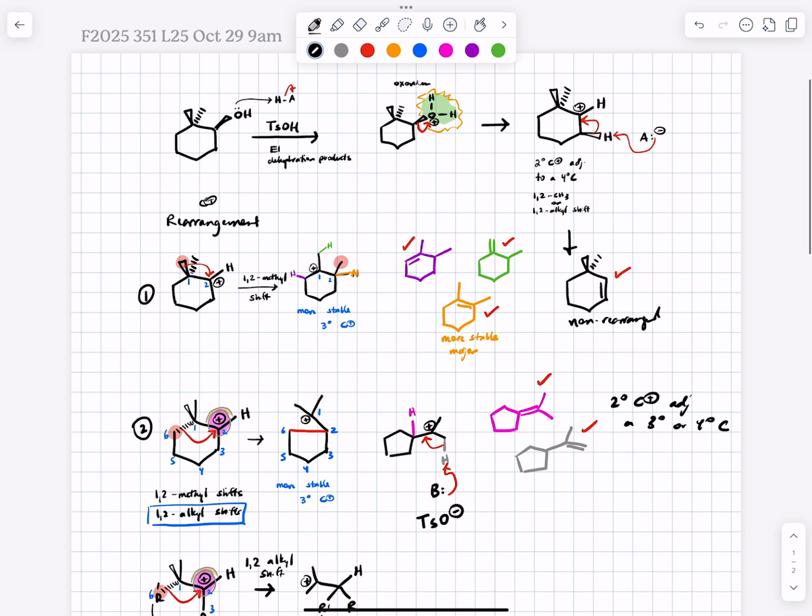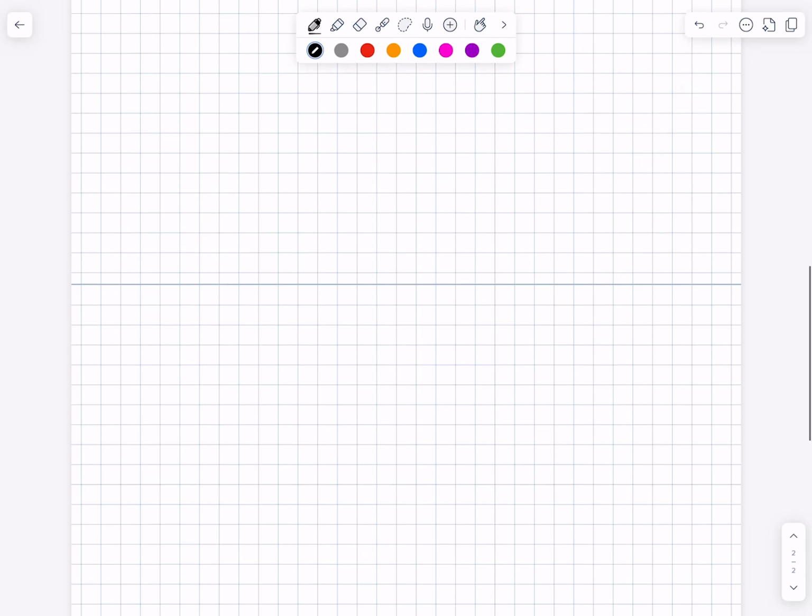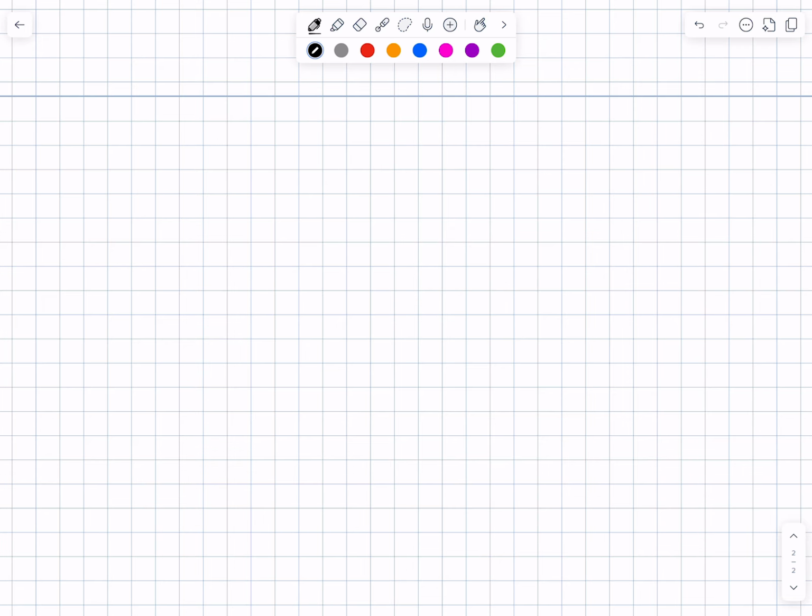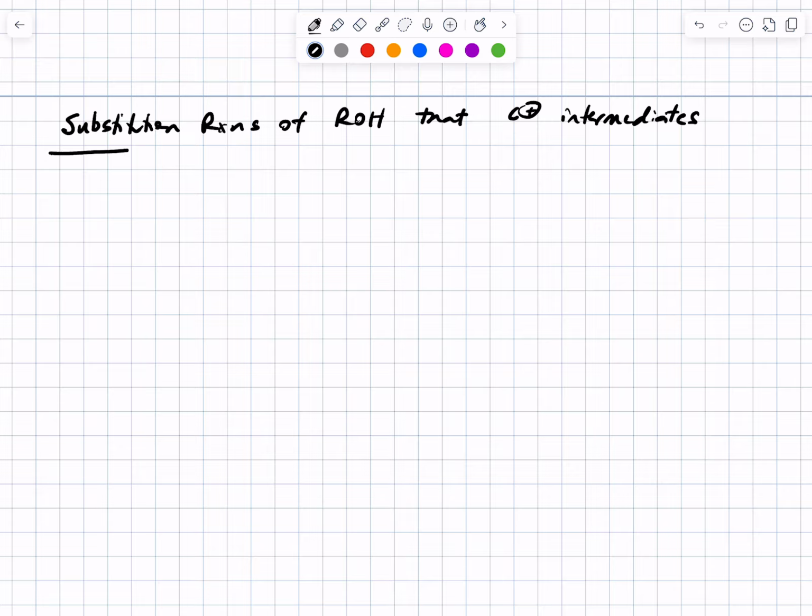Okay. Now, all of that to say, reactions that involve carbocation rearrangements are fun, but if you want one desired product, it's kind of a mess. And so we need a workaround. We need to avoid the carbocation rearrangement. So that's our theme for today. Let's start with substitution reactions of alcohols that avoid carbocation intermediates. And there are going to be 3 of these.